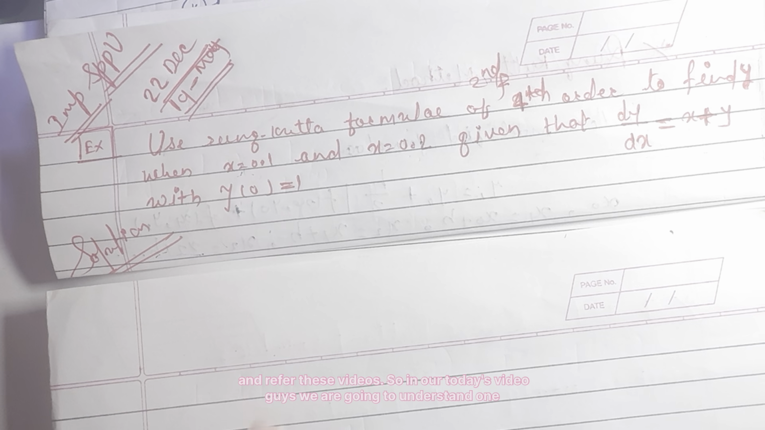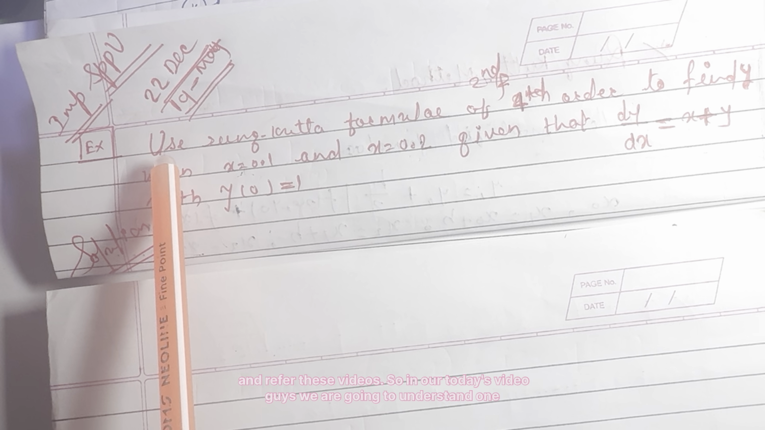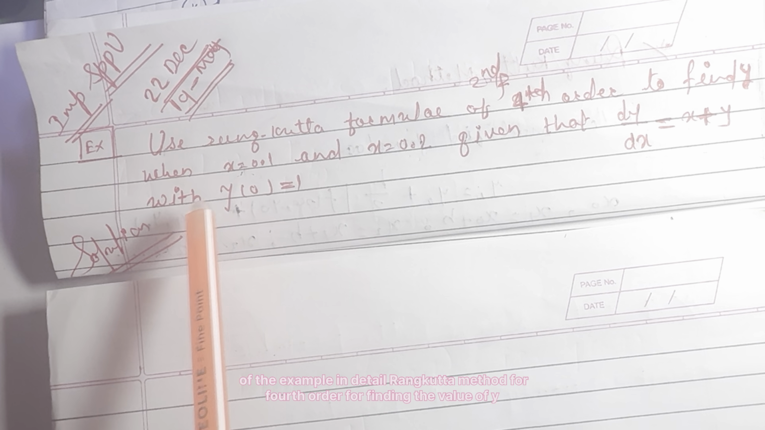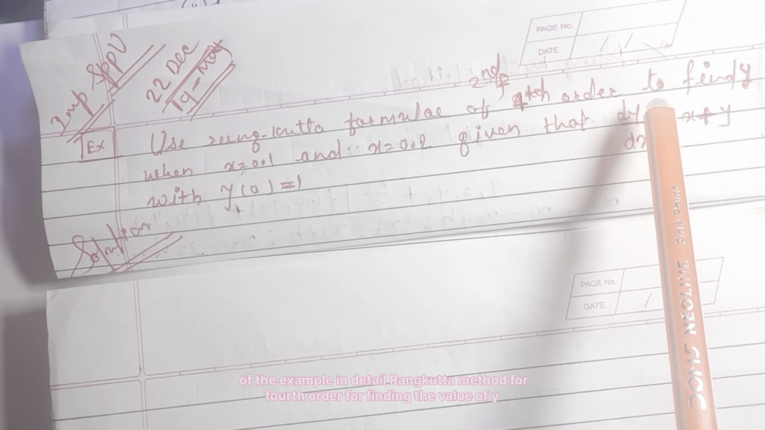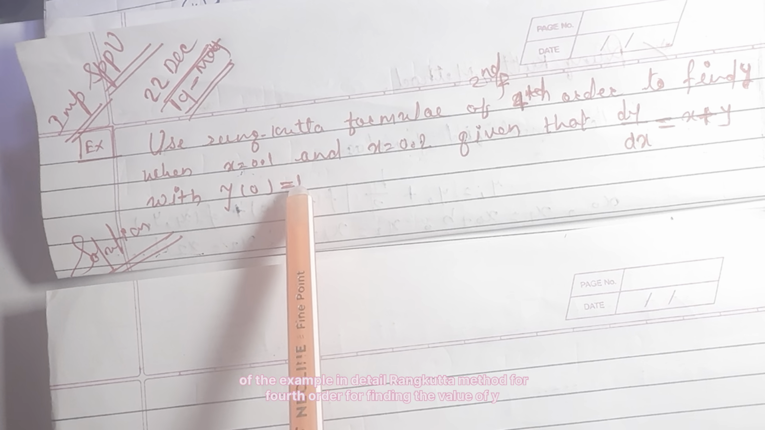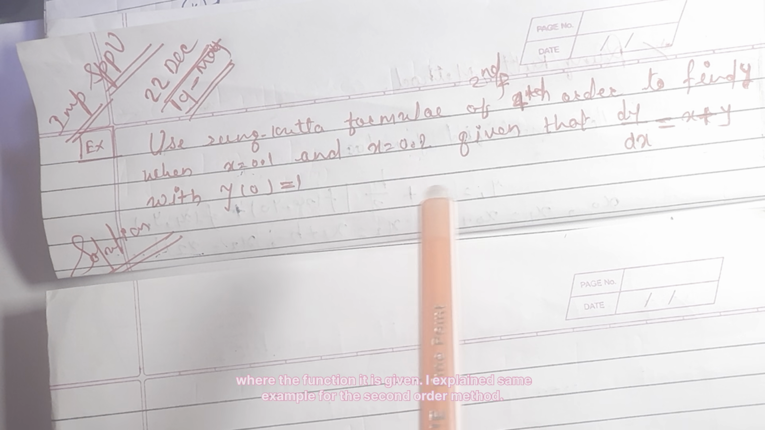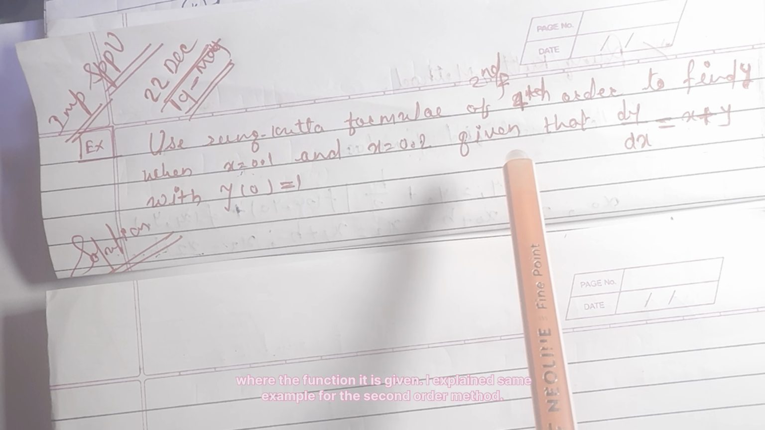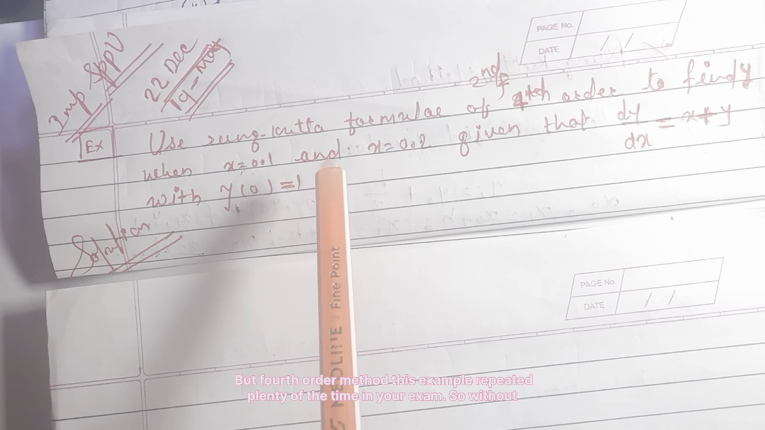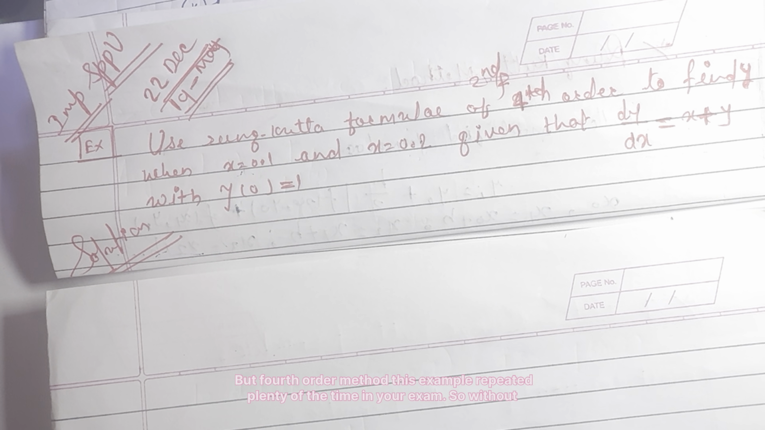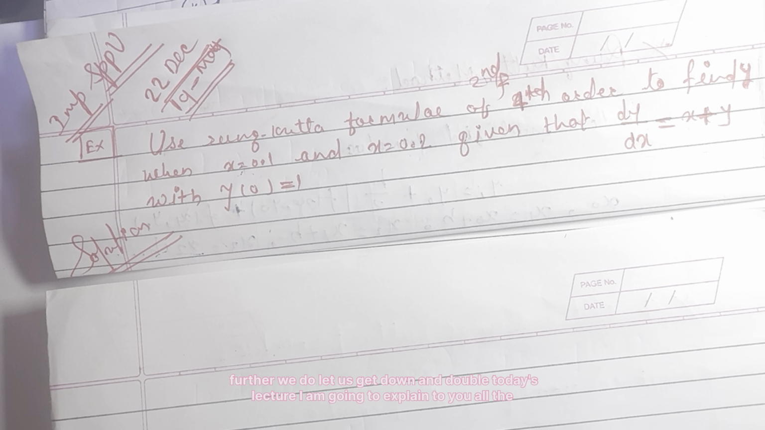In today's video, we are going to understand one example in detail, using the Kutta method of fourth order for finding the value of y, where the function is given. I explained the same example for the second order method, but for the fourth order method this example is repeated plenty of times in your exam. So without further ado, let's get into today's lecture. I'm going to explain the example and then we go for the solution.